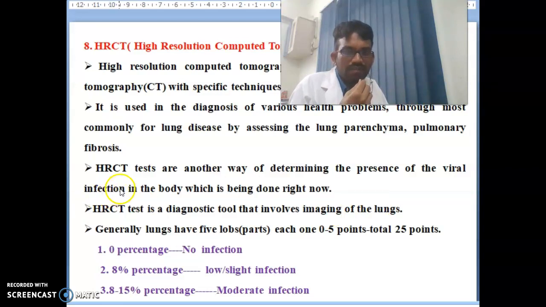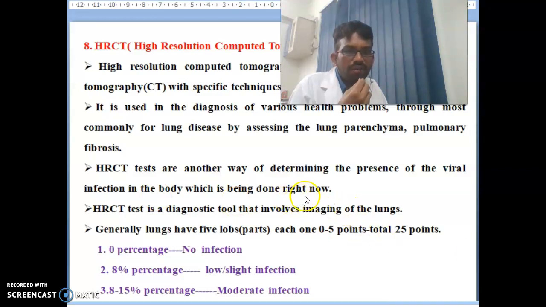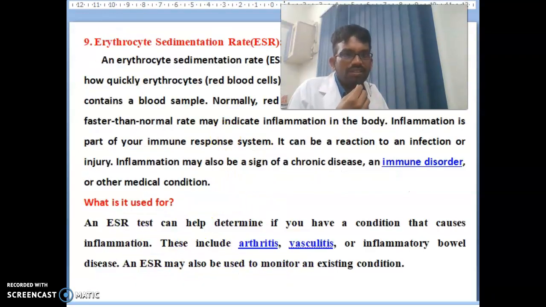This test is another way to determine the presence of viral infection in the body. The range is also mentioned here: 0% means no infection, 8% means low, slight, and moderate, and you can see how much percentage I have mentioned. And next, see ESR.